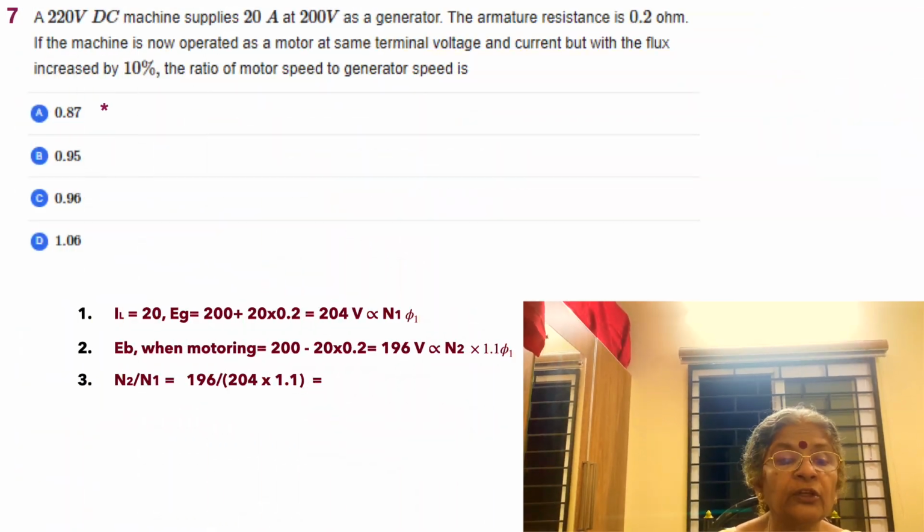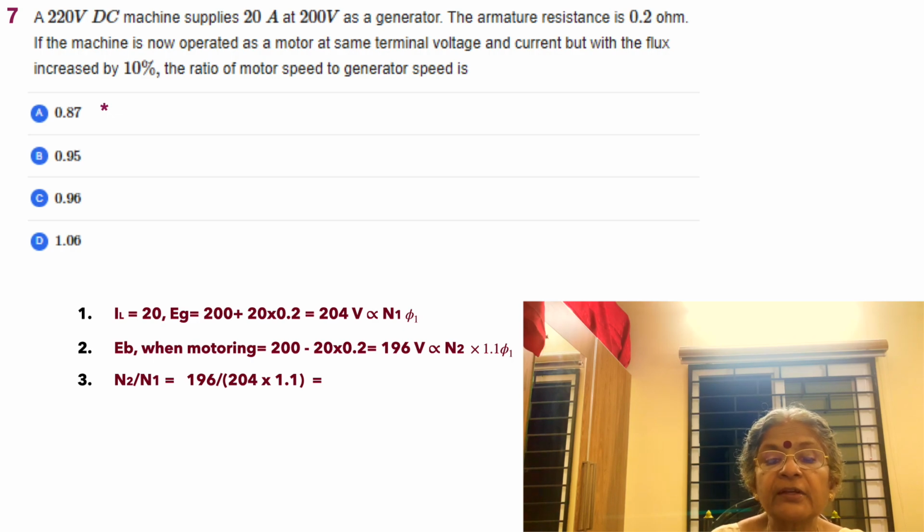Now let's move to the 7th problem. A 220 volt DC machine supplies 20 amps at 200 volt as a generator. What have we noticed so far? There is a 220 volt DC machine which is supplying 20 amps as a generator. In other words, it is supplying 20 into 200 volt so many watts, though it is a 220 volt DC machine. So more is produced but less is delivered.